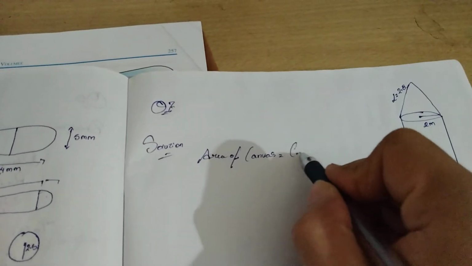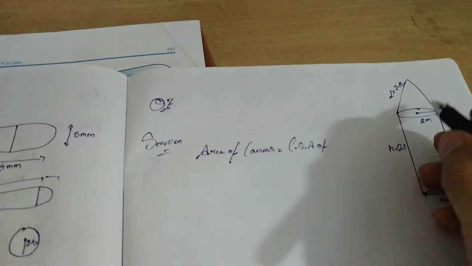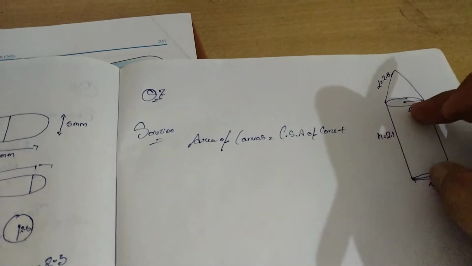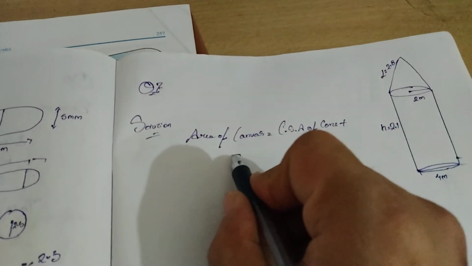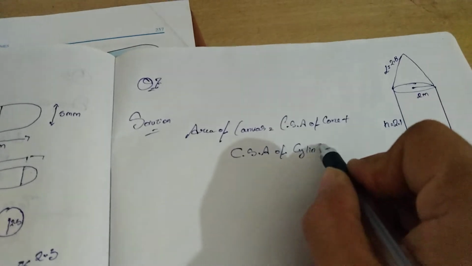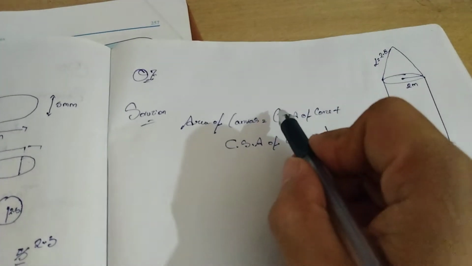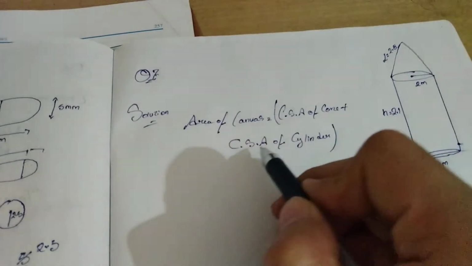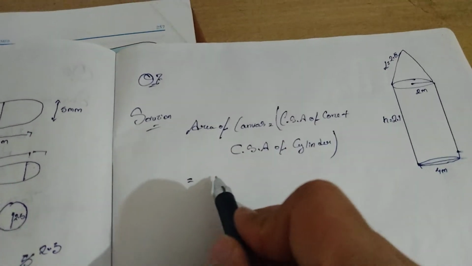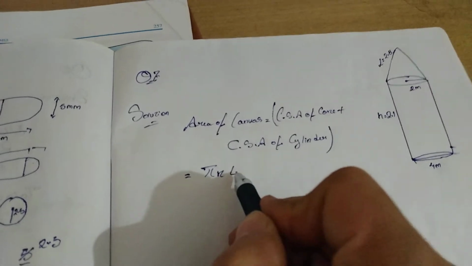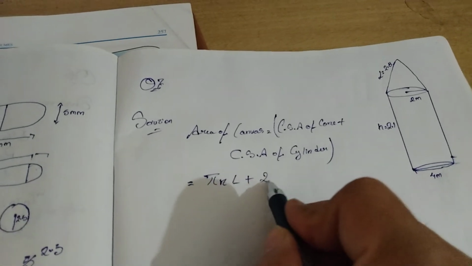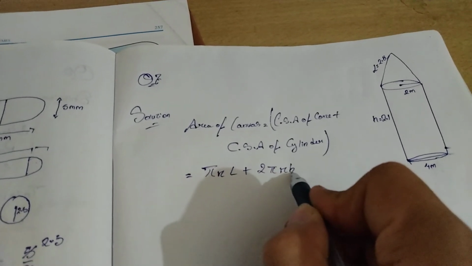Area of canvas. We are going to add the curved surface area of the cone plus the curved surface area of the cylinder. So now the curved surface area of the cone, the formula is pi r l, where l means the slant height, plus the curved surface area of the cylinder, formula 2 pi r h.